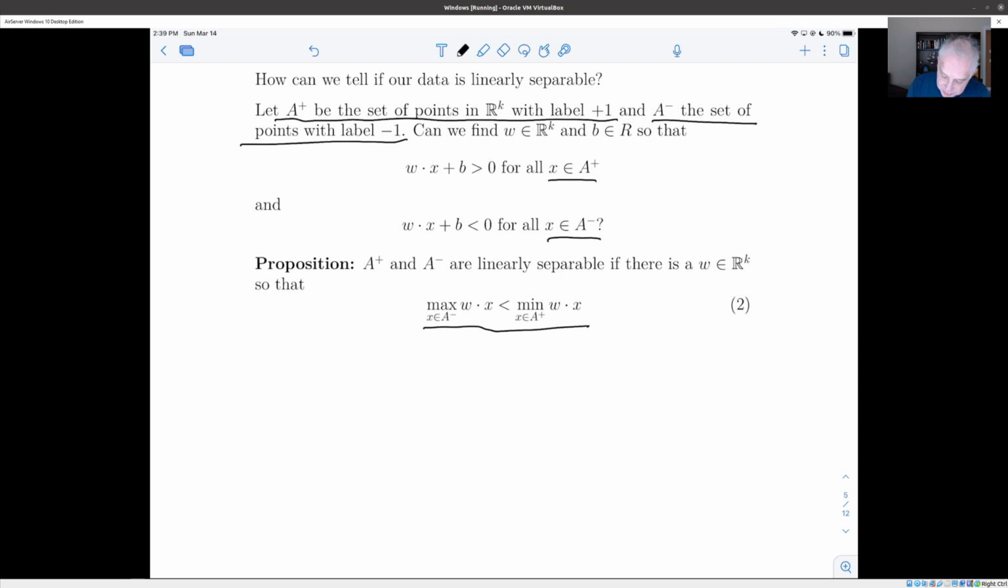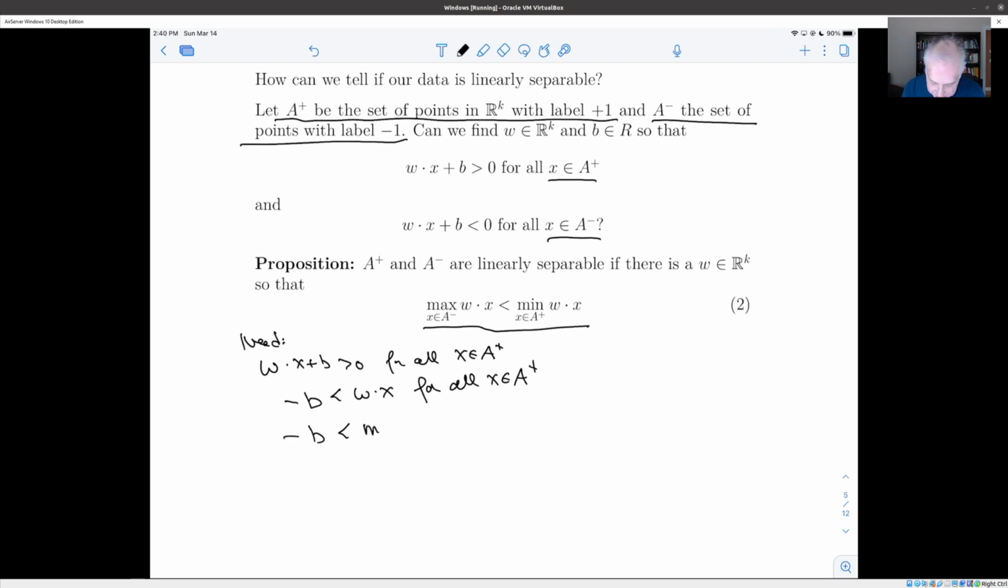And to see why this is true, let's go back to the original definition. So we need w dot x plus b to be bigger than 0 for all x in A plus. Well, that means that minus b is less than w dot x for all x in A plus. Or in other words, minus b is less than the minimum of w dot x. Because if you're less than every element of a set, it's a finite set, then you're less than the smallest element of it, and vice versa.